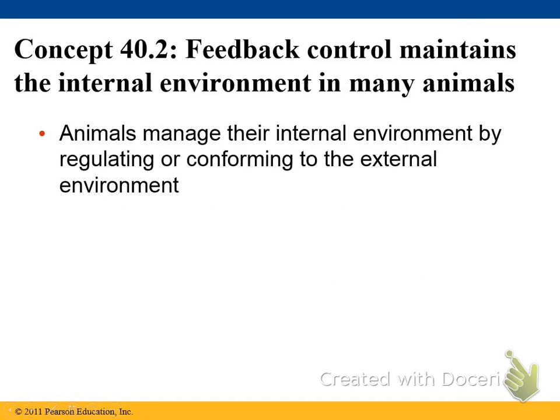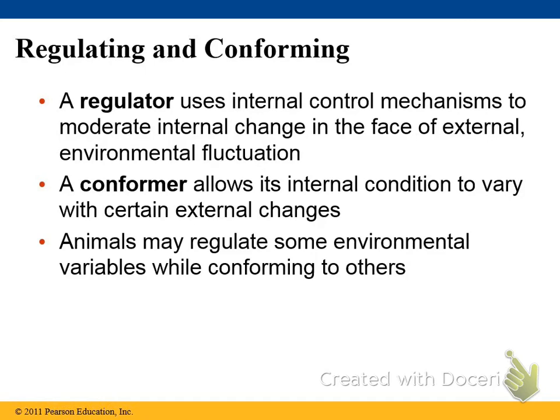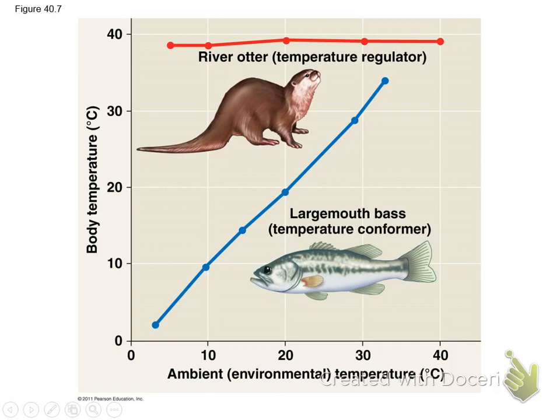Animals manage their internal environment by regulating or conforming to the external environment. A regulator uses internal control mechanisms to moderate internal changes in the face of external environmental fluctuations. A conformer allows its internal conditions to vary with certain external changes. Animals may regulate some environmental variables while conforming to others. And here's a graph showing you how a fish and an otter differ.